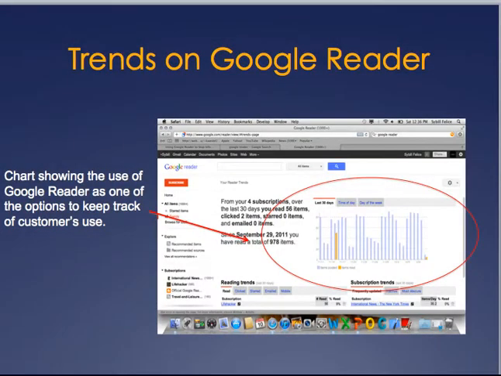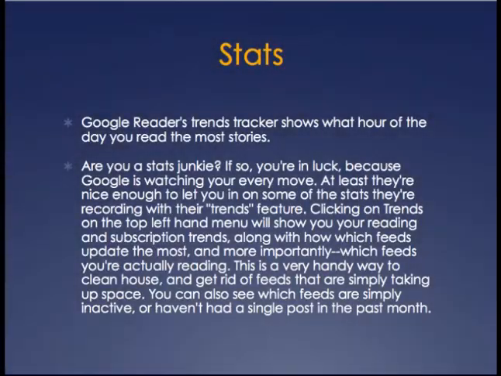As mentioned earlier, Trends is one of the cooler options or features on Google Reader. As you can see here, there's a link on the left side of the screen called Trends. When you click on it, it shows a chart that maps your usage of Google Reader. Google Reader's Trend Tracker shows you what hour of the day you read the most stories.